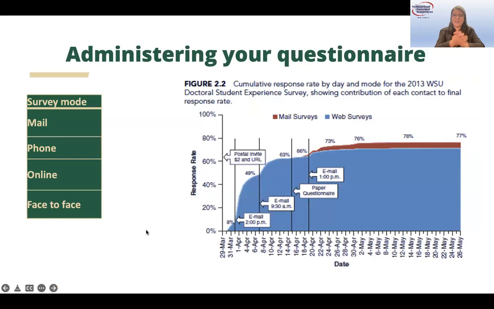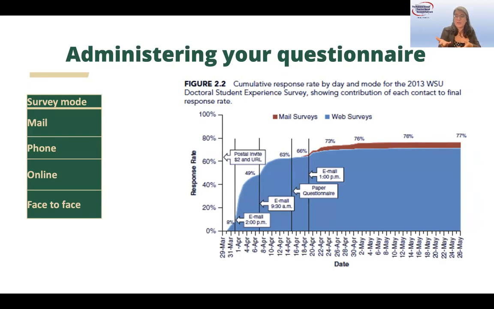Now it's time to go to the field to send out your questionnaire, to do your survey. You could be doing it by mail, not very common anymore, by phone, online, or face-to-face. And even when face-to-face, you can use paper or a tablet, right?